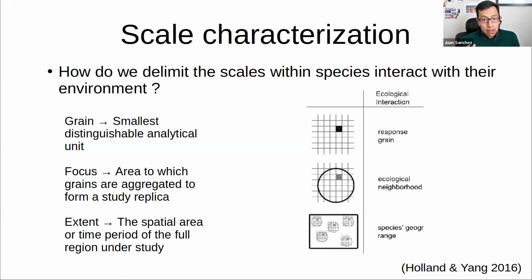So when we think about how we can characterize the scale using this kind of data, there are three attributes that we have to consider. First is the grain, which is pretty similar to the grain that I mentioned before at the species level. But for us, the grain is the smallest distinguishable analytical unit that we have. So for instance, if we have a map, the grain will be the size of the pixel, the smallest unit that allows us to differentiate two different resources in a map.